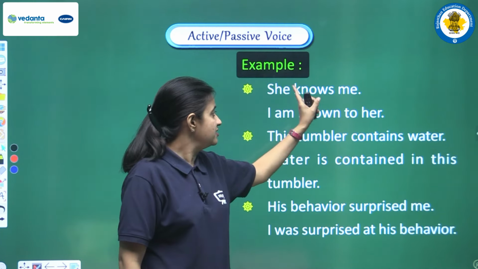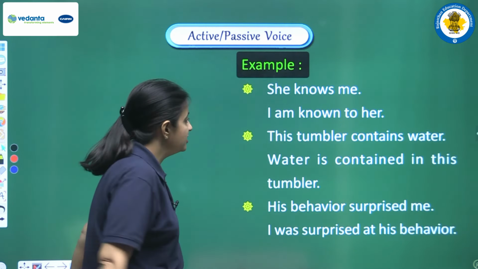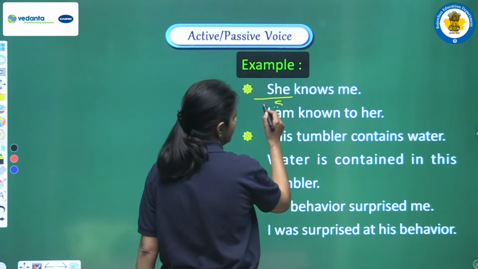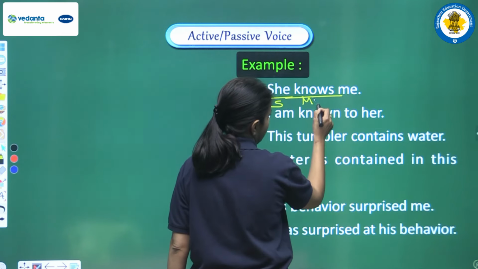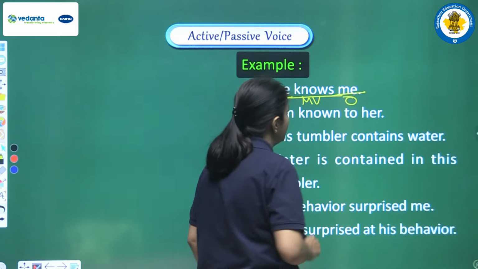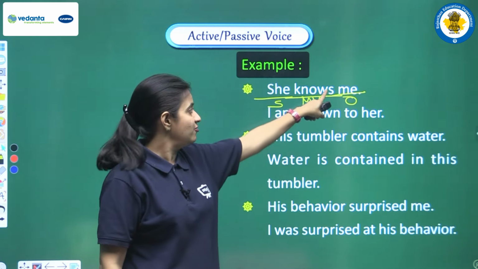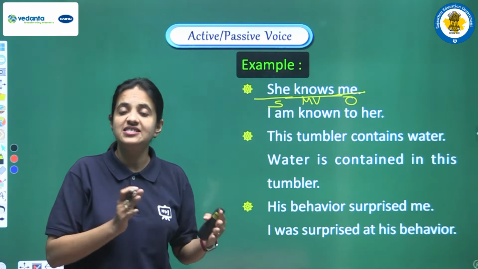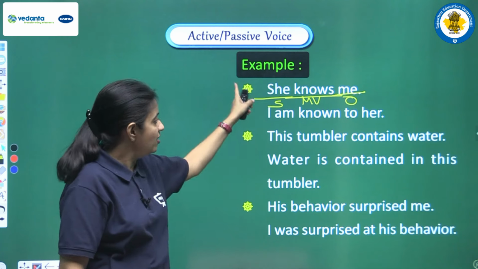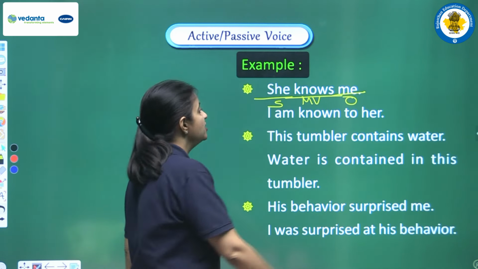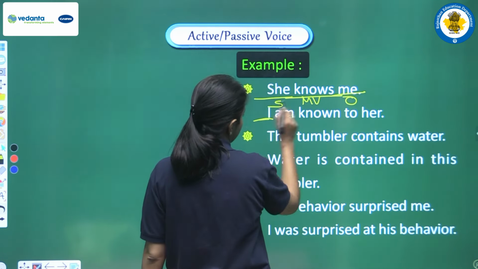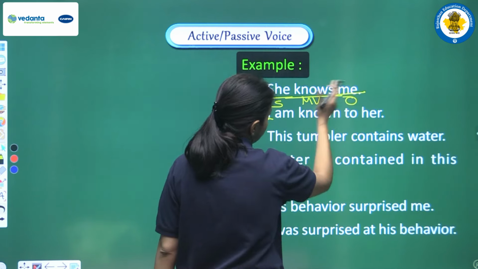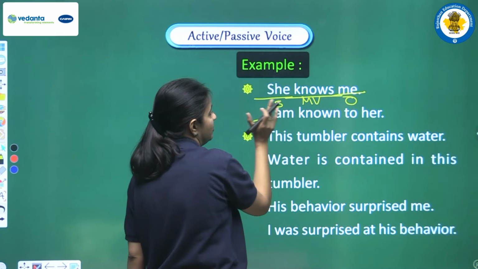The first one is: she knows me. In this sentence, she is the subject, knows is the main verb, and me is the object. There is no helping verb in the sentence, and we have s with the first form. So yes, this is present simple tense. Now let's convert the sentence into passive voice. First of all, we will write the object. We have me, so we have to change the case, and me will be I.